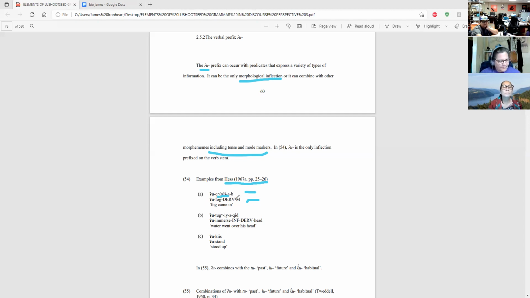It's a verb and M, right? So I can't speak to everything on this part, but what it does say is the frog came in, right?